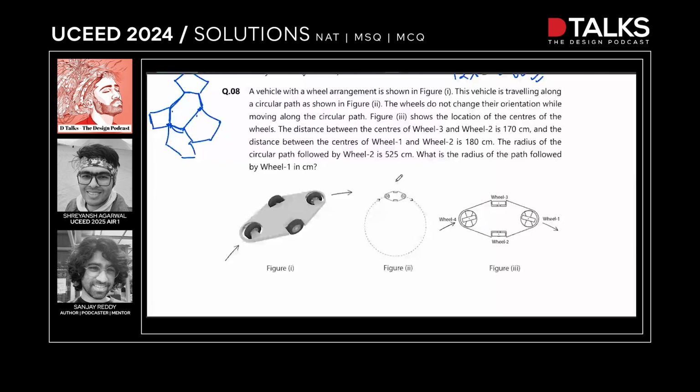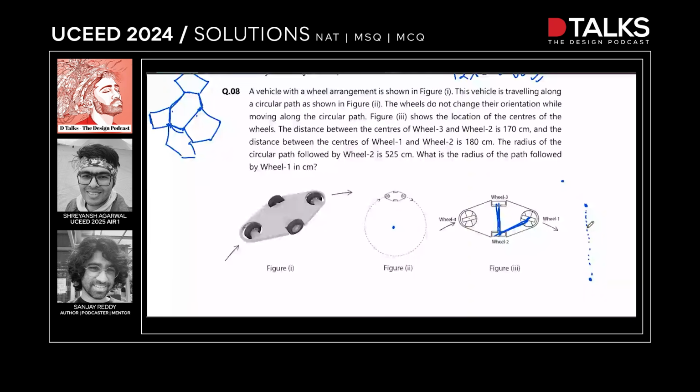Okay, so I'll start. Vehicle with an arrangement shown in figure 1. So what it's saying is that this is the circle. I'll draw this in a more zoomed version. So the distance between the center of wheel 3 and wheel 2, this particular distance, is 170 centimeters. And the distance between wheel 1 and wheel 2, which is this, is 180 centimeters. And the radius of the circular path by wheel 2 is 525. So let's say this is the center of the circle. Okay?